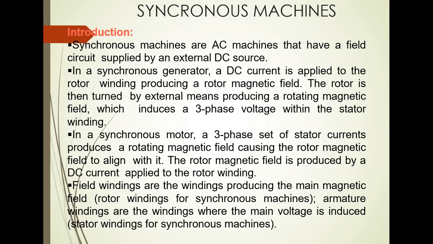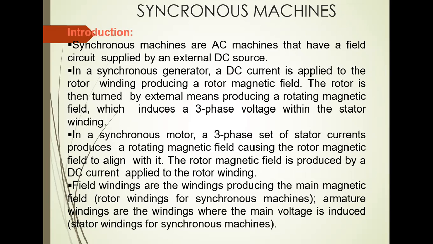So here, synchronous machines are AC machines that have field circuit supplied by an external DC source. So DC current is applied to rotor winding producing rotor magnetic field. The rotor is then turned by external means producing a rotating magnetic field which induces three-phase voltage within the stator winding. In synchronous motor, three-phase set of stator currents produces a rotating magnetic field causing the rotor magnetic field to align with it. The rotor magnetic field is produced by the DC current applied to the rotor winding.